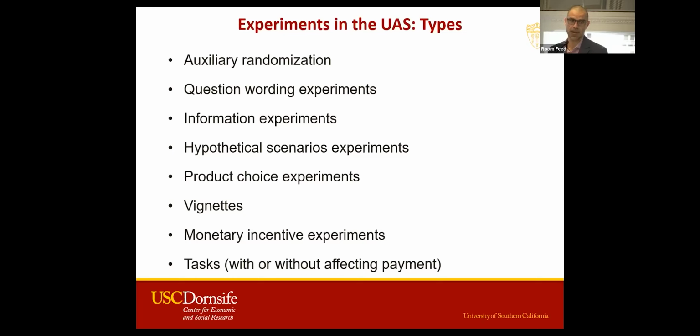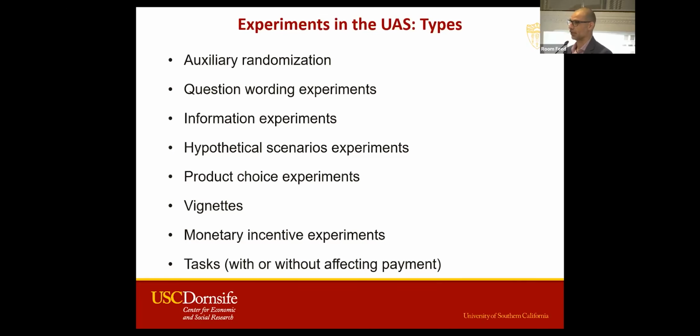Product choice experiments. In this case, people are given a list of products that could be, for instance, insurance policies, and then they have to choose which one they prefer. Again, we randomize some aspects of these policies to infer what kind of elements of these policies are valued the most. Then we have vignettes.